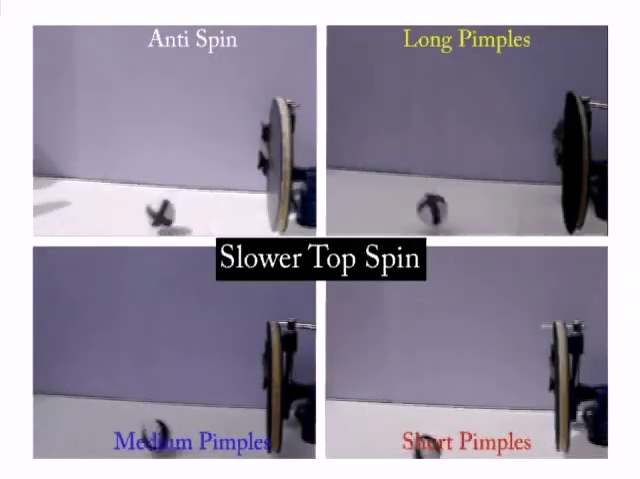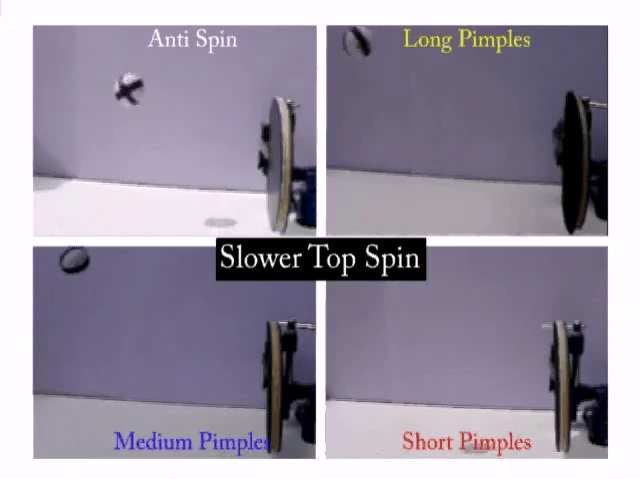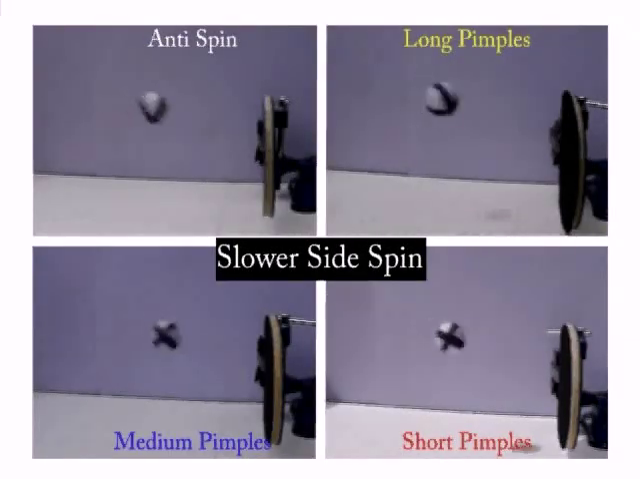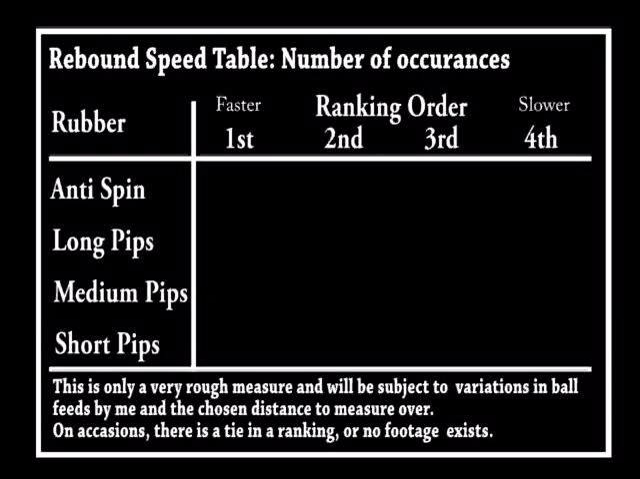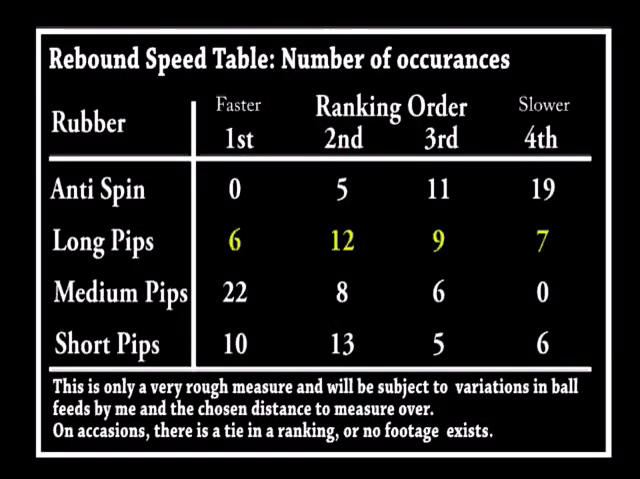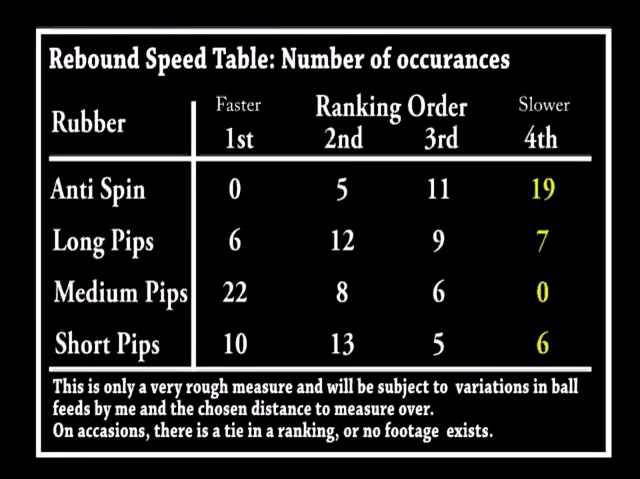The short pimples had the second thickest sponge at 1.5mm, and typically had either the second fastest or fastest rebound speed, where the incoming spin was predominantly topspin or side spin. So in our test, the combination of the medium pimples and the thicker sponge resulted in the medium pimples having the fastest rebound speed. Then it was the short pimples, then the long pimples, and lastly the anti-spin. Ironically, although the long pimples had no sponge, it was the long pimples that gave the greatest variation in terms of whether it was the fastest or the slowest. Anti-spin was consistently the slowest one. And this suggests the anti-spin's rubber and sponge combination was the best at absorbing any incoming speed.